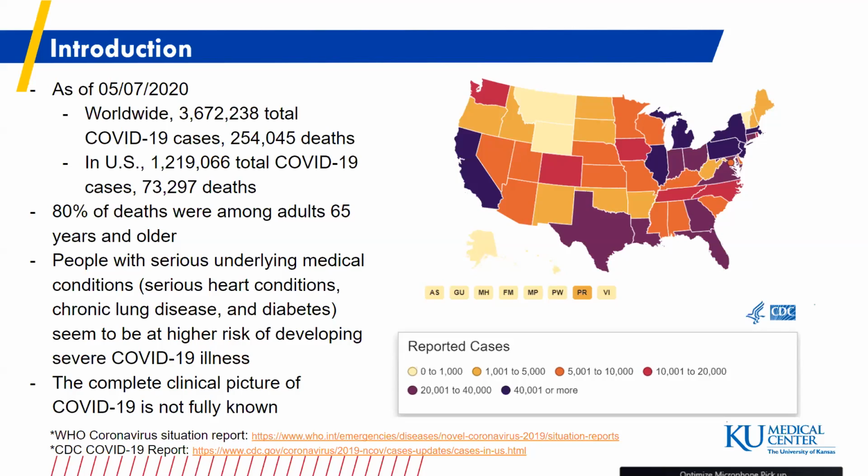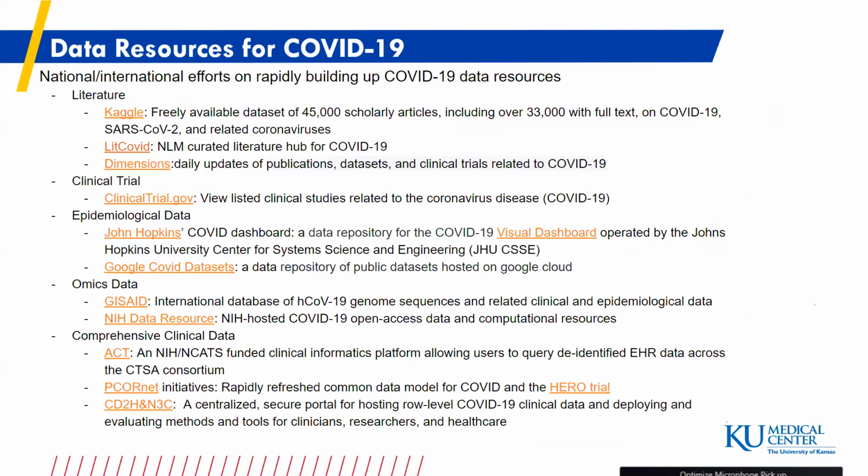In order to support all of the COVID-19 related research, there have been a lot of national and international efforts on rapidly building up COVID-19 data resources, ranging from literature engines like Kaggle, LitCovid, and Dimensions, to clinicaltrials.gov, which lists all the ongoing clinical studies related to COVID-19, to data repositories for epidemiological data like the Johns Hopkins Visual Dashboard, and a collection of open data sets offered by Google.